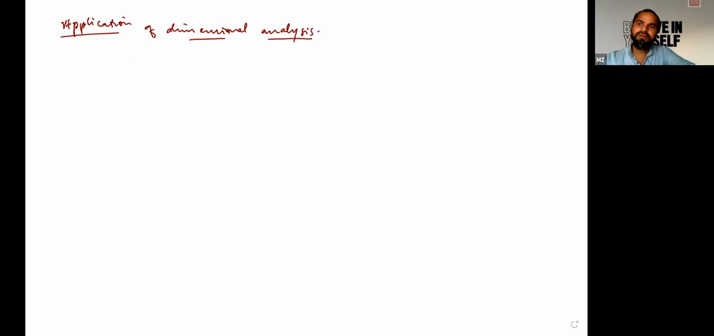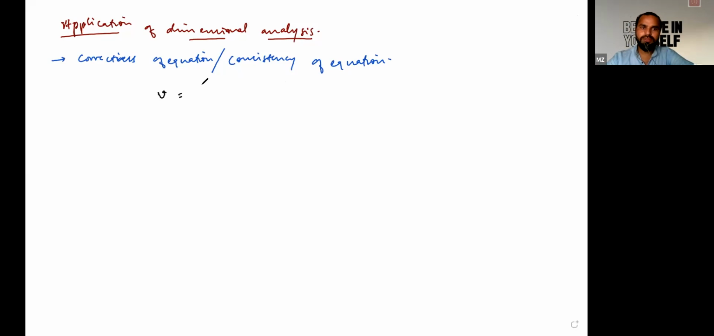The first application is to define correctness of equation, or we can say to define consistency of equation. If any equation is given, suppose velocity is equals to root under 3 times p divided by rho, it would be asked to define whether this particular equation is dimensionally correct or incorrect. So try to solve for left-hand side as well as for right-hand side.